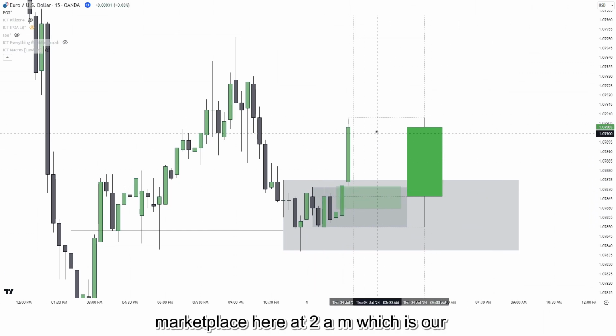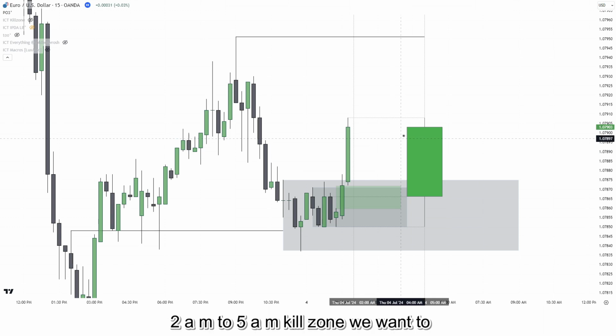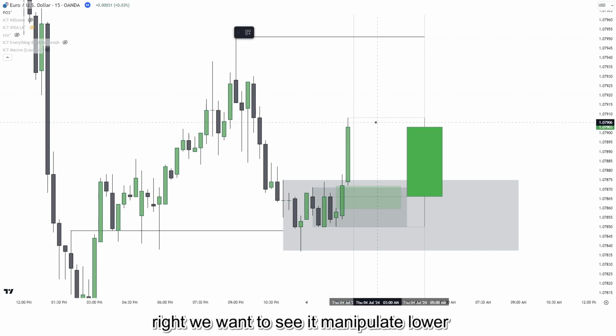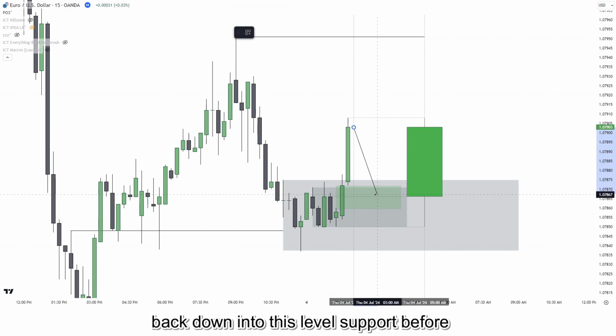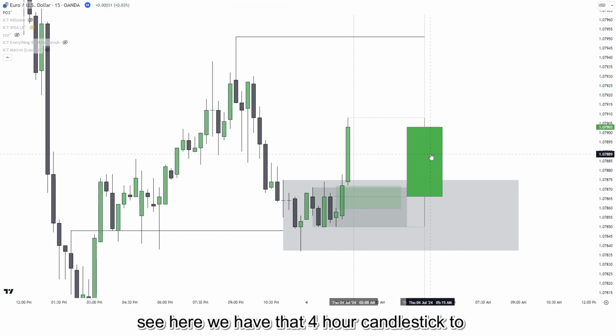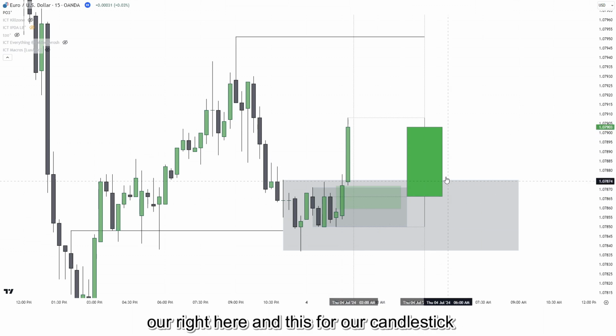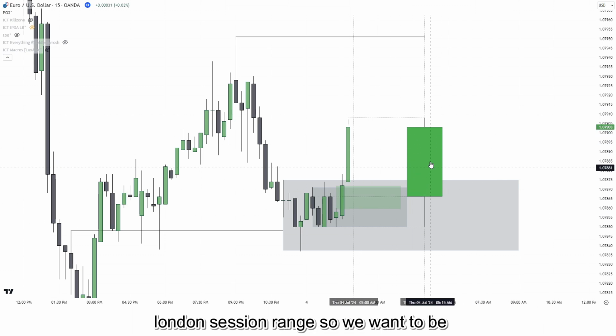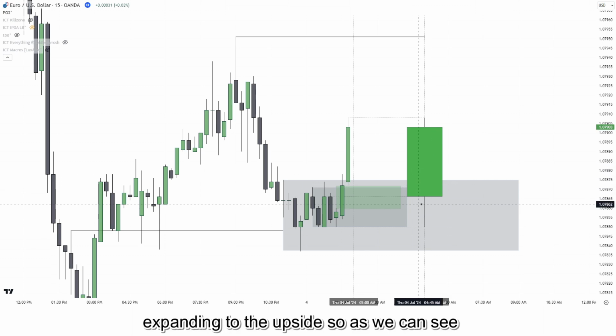So coming into the marketplace here at 2 a.m., which is our 2 a.m. to 5 a.m. kill zone, we want to identify that opening price to be some type of manipulation, right? We want to see it manipulate lower back down into this level of support before then reaching higher prices. And as we can see here, we have that 4-hour candlestick to our right, and this 4-hour candlestick is essentially our navigator throughout the London session range. So we want to be focusing on this 4-hour candlestick expanding to the upside.